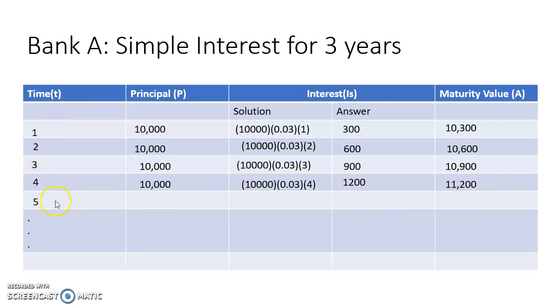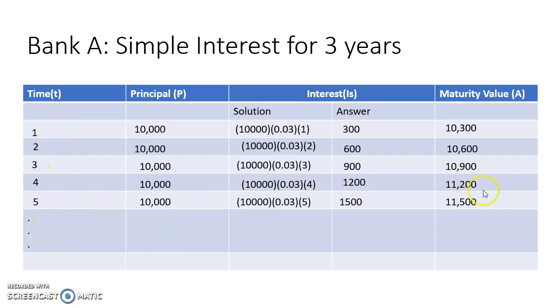For 5 years, this 5, principal is 10,000. Interest is 10,000 times 0.03 times the time, which is 5. Answer 1,500. So this is the interest for 5 years. Maturity value is 11,500. Now, the problem with this method is, what if your time is 50 years or 30 years?